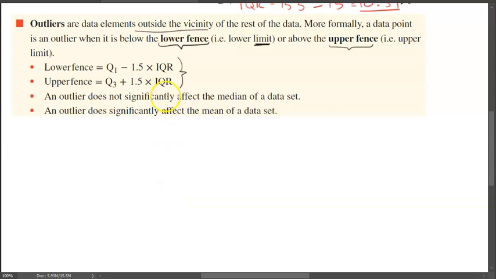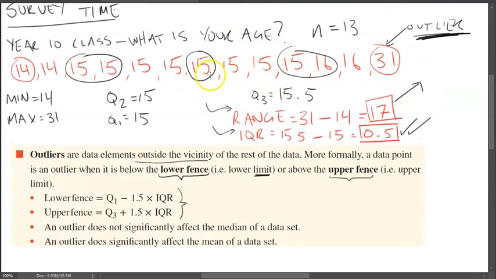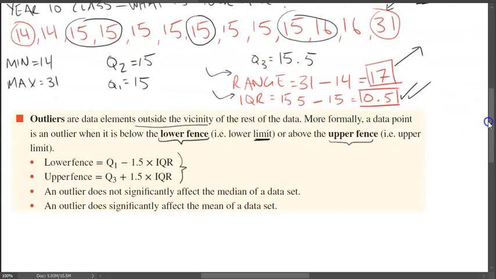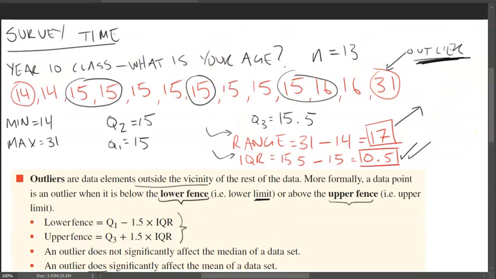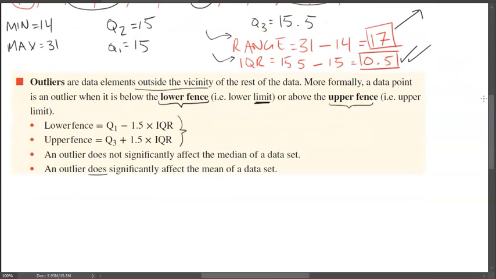Before we get to that, I'll just read out these two important facts. An outlier does not significantly affect the median of the set. So if we do have outliers in there, it doesn't necessarily affect the median. The median is still going to be the same as we saw in our previous example. And the other fact is an outlier does significantly affect the mean of a data set. That's definitely true. Because if I were to work out the average of all of these values without the 31, this would be significantly different if I include the 31, because the 31 is going to skew this mean. So two very important facts to consider.